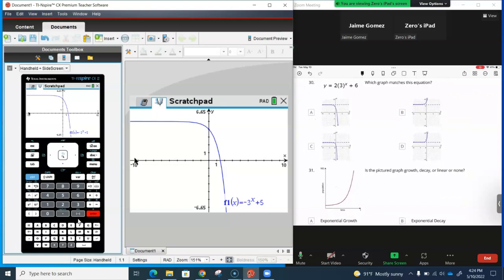Number 30 is another question just like it, right? So let's just do the calculator again while I'm here. Change this stuff. Which graph matches that? 2 parentheses, 3 raised to the x, and then plus 6. This graph starts on top and turns up. That would be letter B. Letter D is too low, so it's got to be letter B.